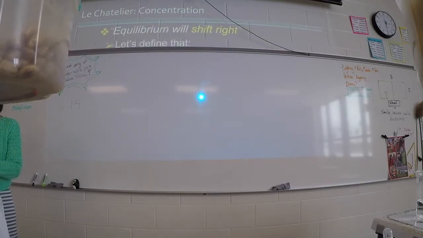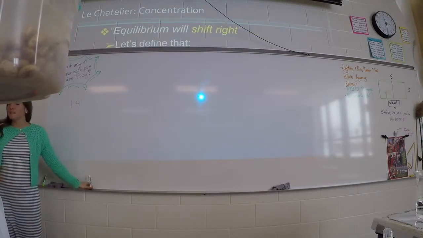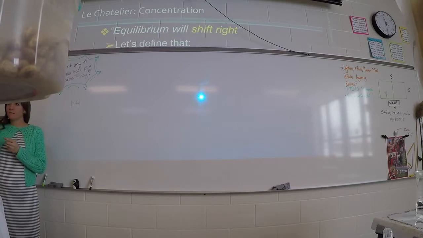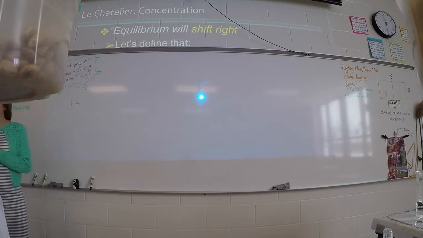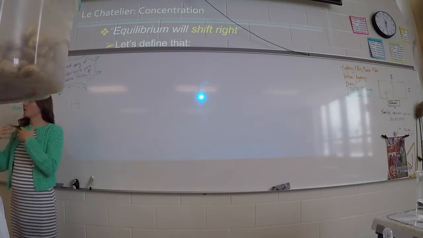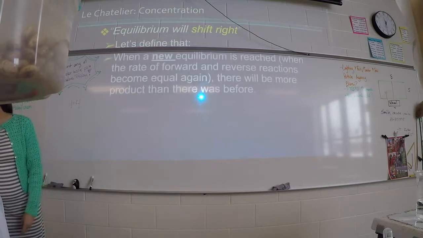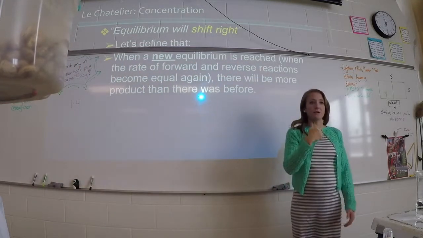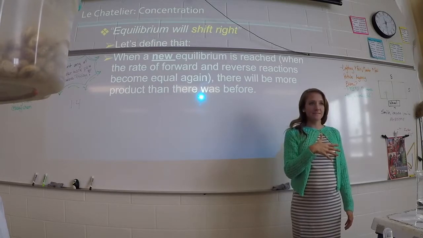So let's define this a little bit more. Can somebody help us out? What does it mean when I say it's shifting right? What does that mean is happening? Mitchell, what do you think? The reactants are going to products. Perfect. It just means the reactants are changing into products, or it's going in that direction. Okay? So what we've achieved is a new equilibrium.